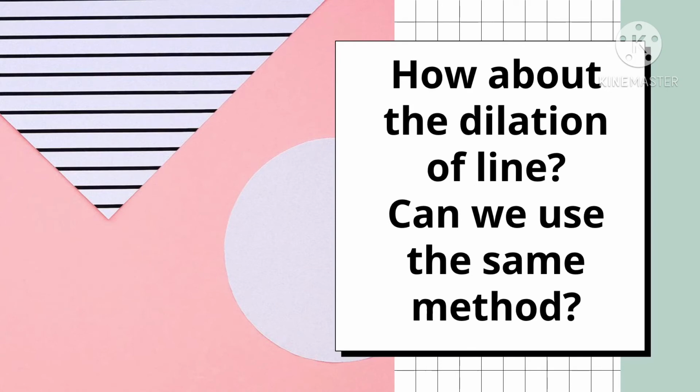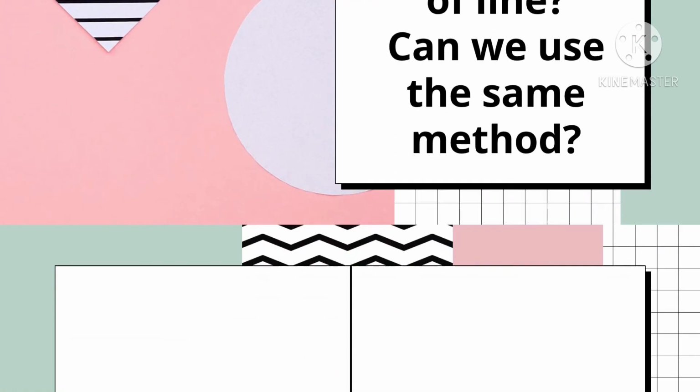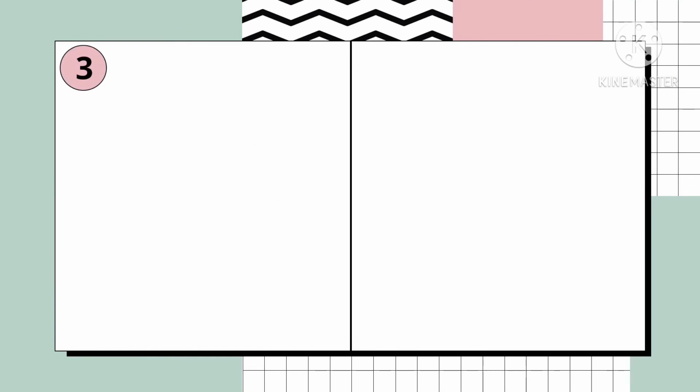Now you have learned about the dilation of a point on a Cartesian graph. Now, how about the dilation of a line? Can we use the same method to dilate a line? The answer is yes. We can use the same method to dilate a line. Now, take a look at this exercise.